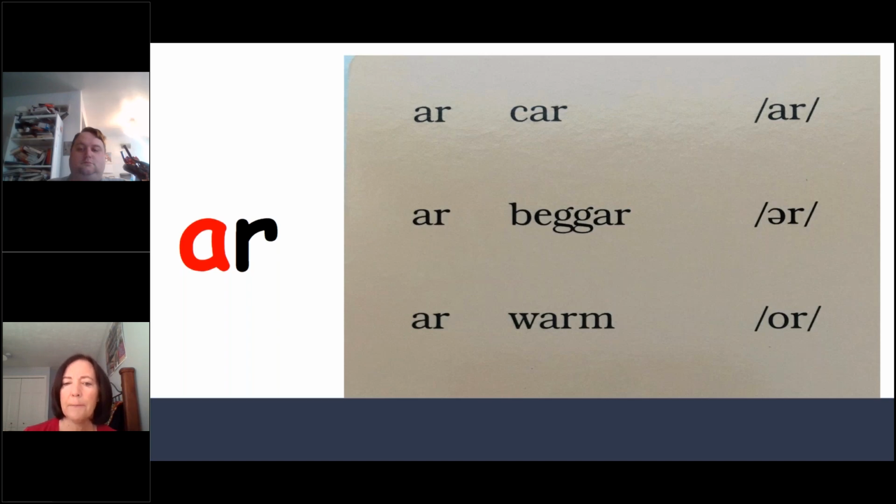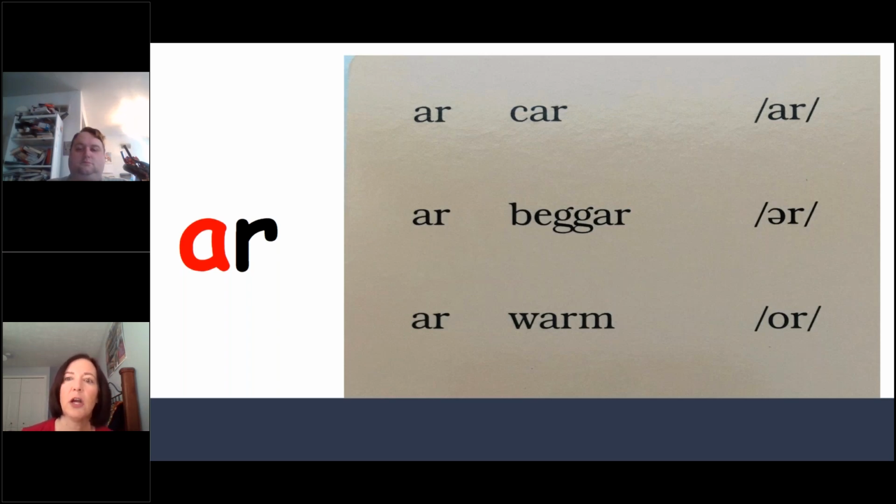On the sound cards, the first sound listed is always going to be the most common sound. AR saying the OR sound, as in warm, is very rare. And that's not something we're going to practice a lot. Eventually, your brain will have those words memorized as you read more and more. But let's practice the sound card.